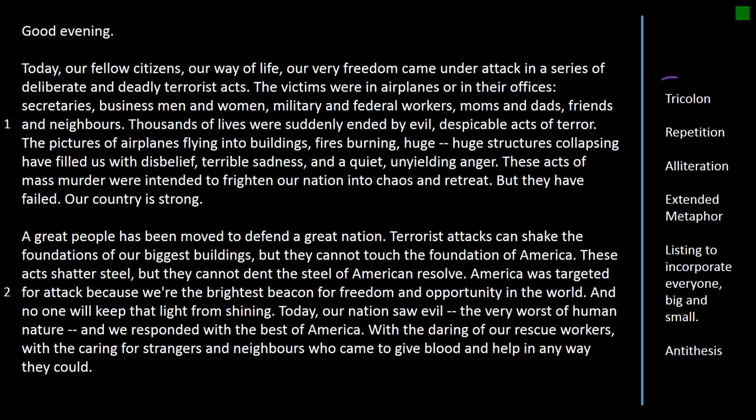We're going to start by looking for tricolon, remembering that that is the use of 3 things to emphasize an idea. So we've got that straight away in the first sentence with our fellow citizens, our way of life, our very freedom. The second example of that is towards the end of the paragraph with disbelief, terrible sadness, and quiet, unyielding anger. The second device we're going to have a look at is repetition. Okay, it obviously reinforces and emphasizes ideas also.